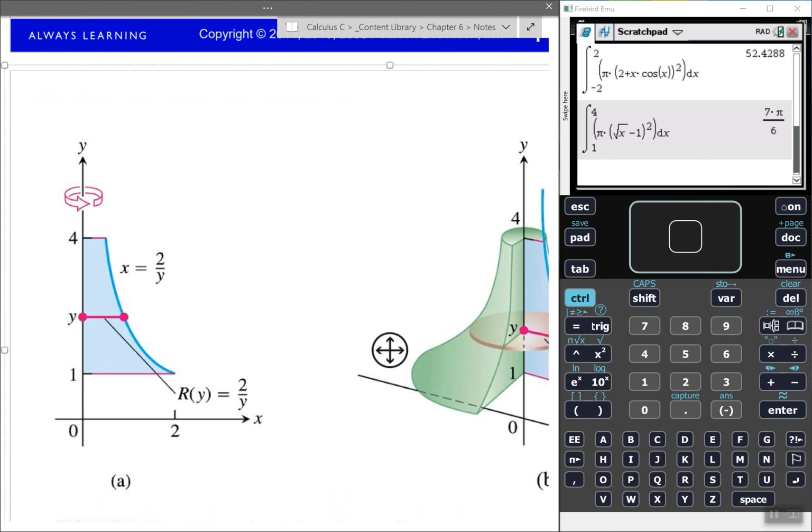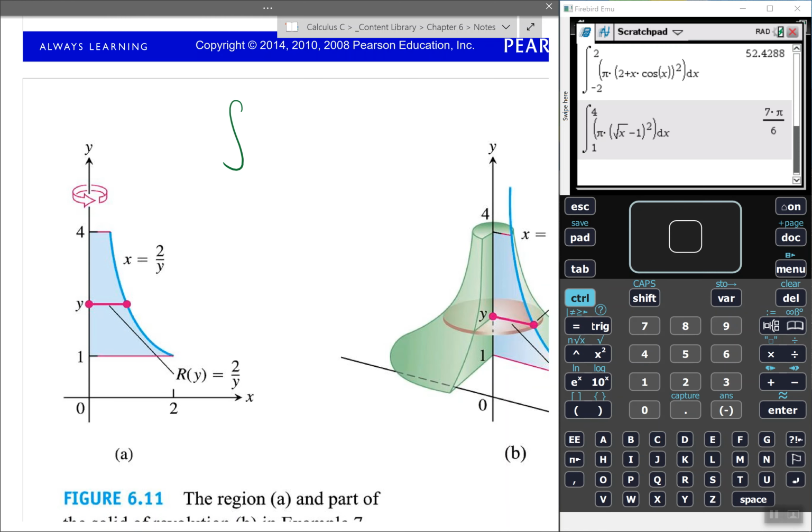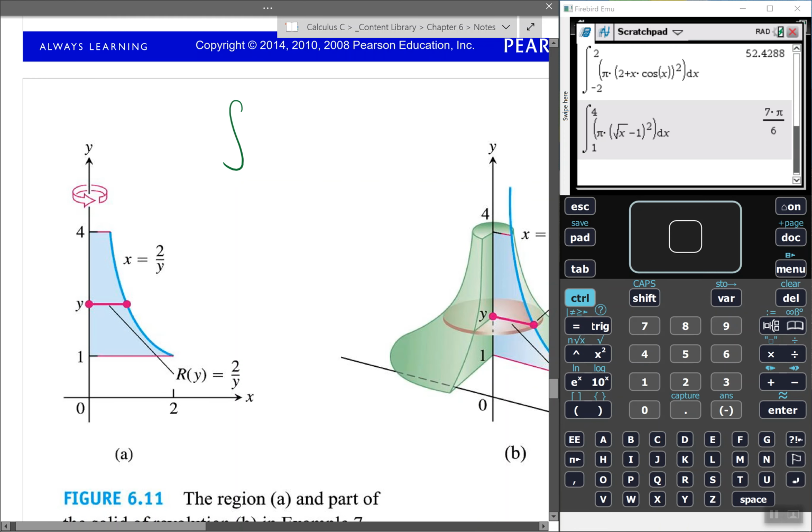Okay, so we have the integral, and we're going to take our limits of integration from the axis that we are working with. So we're working with everything in y this time. So our limits come from the y-axis. So 1 and 4. All right, so then our function is pi, radius now is 2 over y, quantity squared dy.